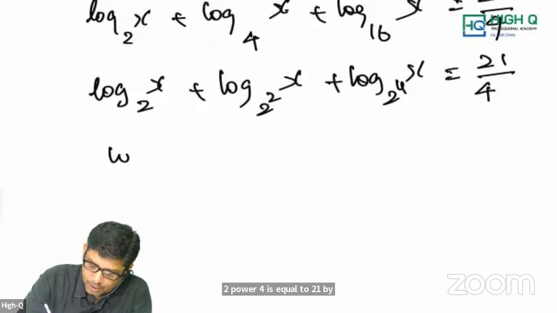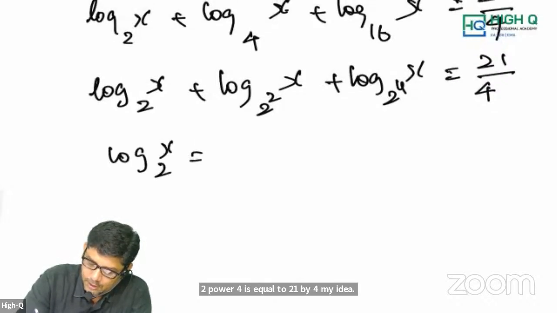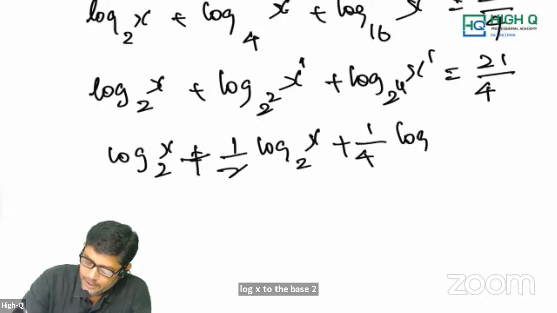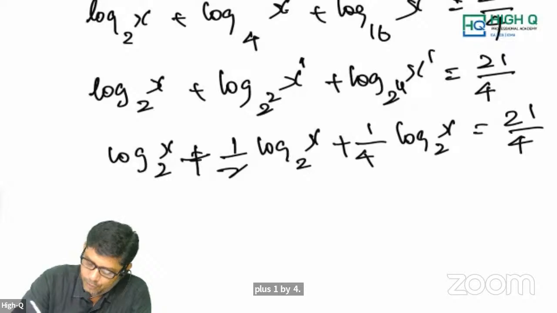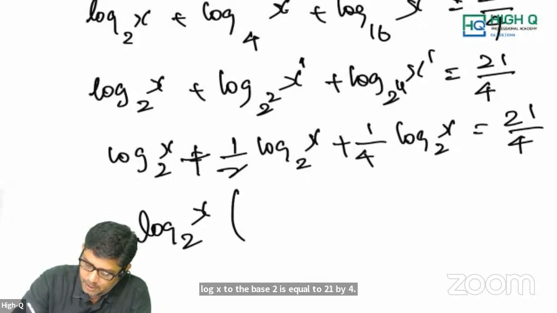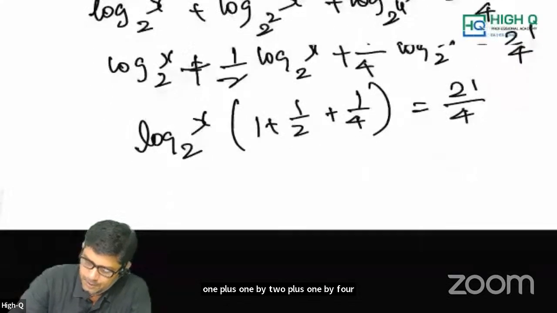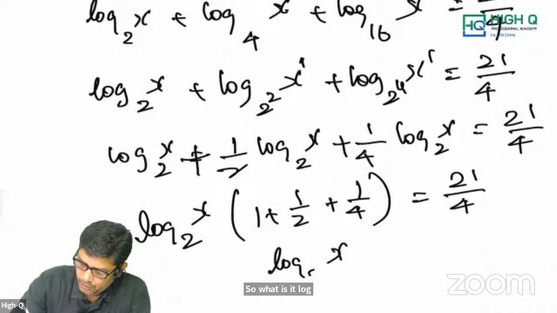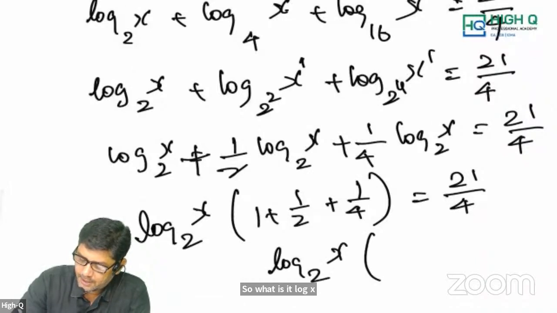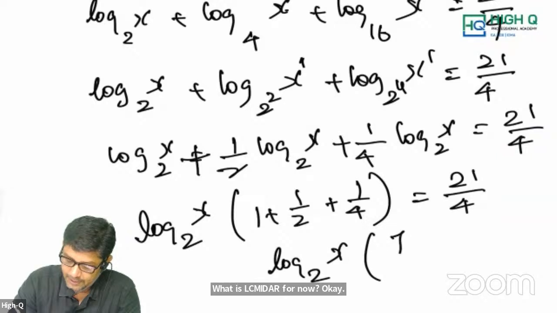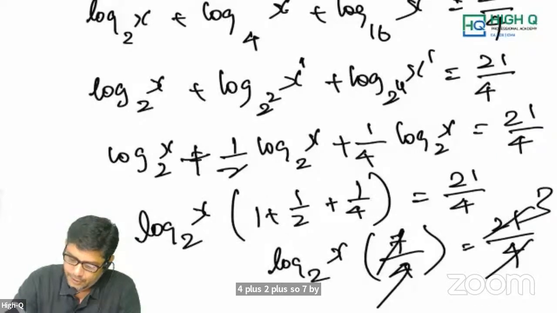Now, log x to the base 2, according to our rule, this is power 1, which is 1 by 2 log x to the base 2 plus 1 by 4 log x to the base 2 is equal to 21 by 4. Take log x to the base 2 outside. 1 plus 1 by 2 plus 1 by 4 is equal to 21 by 4. What is the LCM, my dear? 4, na? Okay. 4 plus 2 plus 1, so 7 by 4. So x is equal to 8.